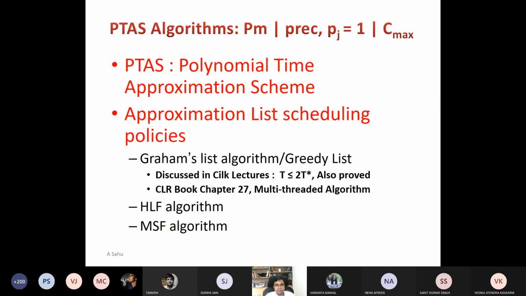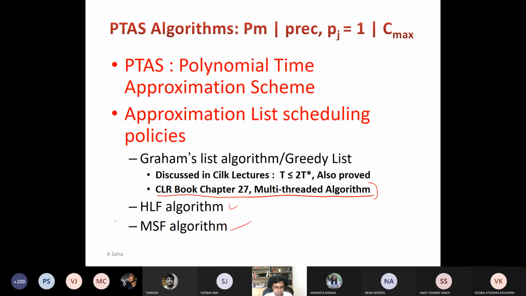Okay, and let's look at very simplistic examples. PTS, that is polynomial time approximation, for P m, precedence constraints, processing time p_j equal to 1, and Cmax. So very simplistic approximation: simple greedy scheduling or list scheduling. This will be discussed. It is available in the CLR book, chapter 27 in the multithreaded algorithms section, and we'll discuss the HLF and MSF algorithms, highest level first and most successor first. These are again heuristics.